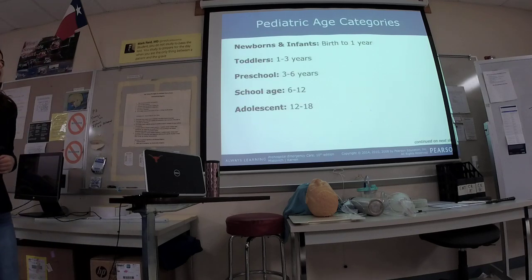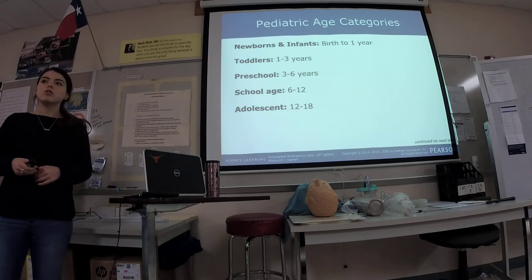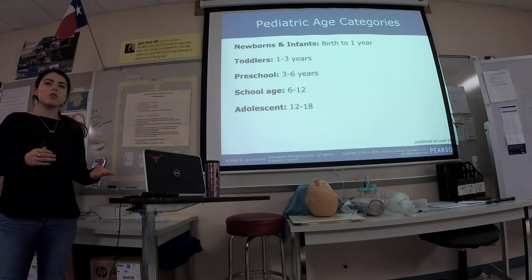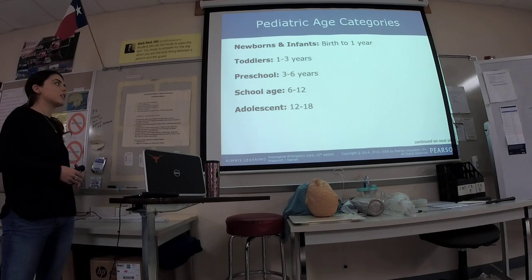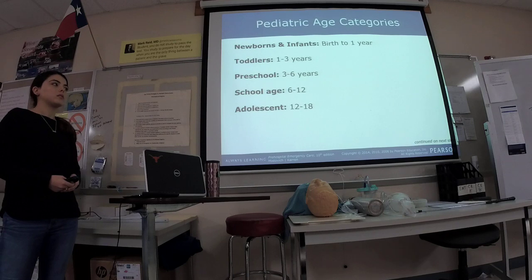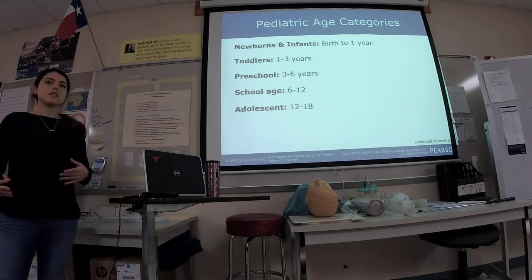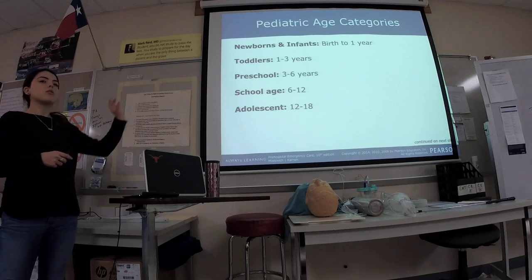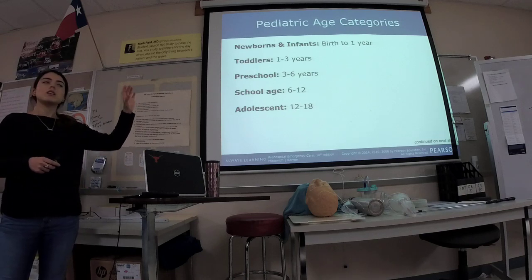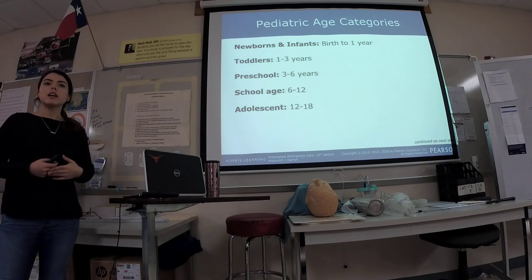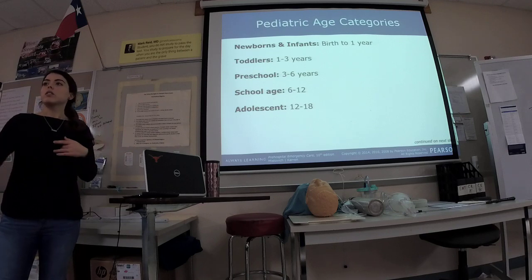So on the National Registry, you're going to see different age groups in your questions. It may ask you, a child in the school age range, or an adolescent approaches you, or this and that. So you really have to know the ages, because whenever it comes to vital signs and things like that, there's a different range for every age.